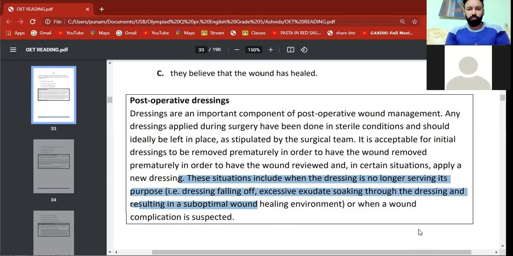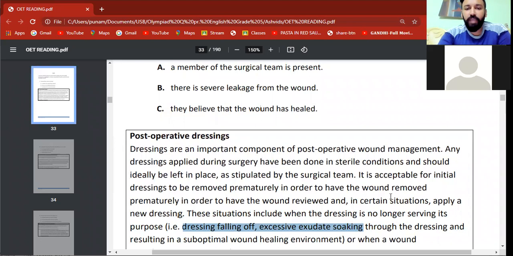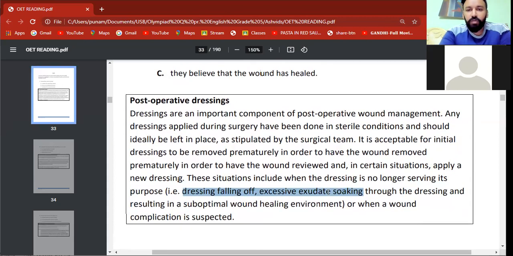These situations include when the dressing is no longer serving its purpose, that is falling off, or excessive exudate soaking through the dressing and resulting in a suboptimal wound healing environment, or when a wound complication is suspected. Is that helping me with the answer? Yes, sir. It's helping me locate the answer. Excessive is a synonym of severe, and soaking is a synonym of leakage. So excessive exudate soaking is a synonym of severe leakage.